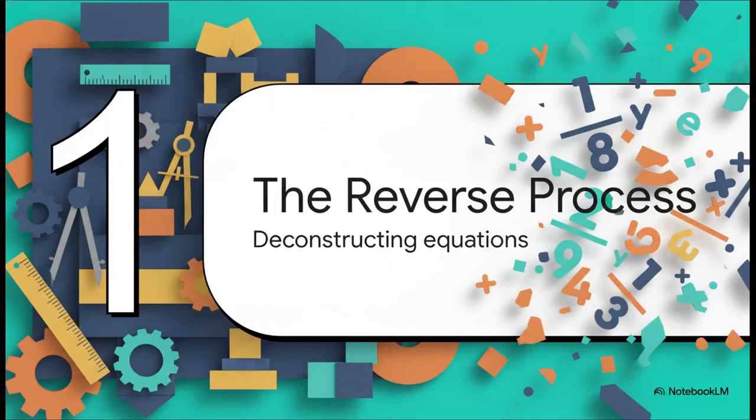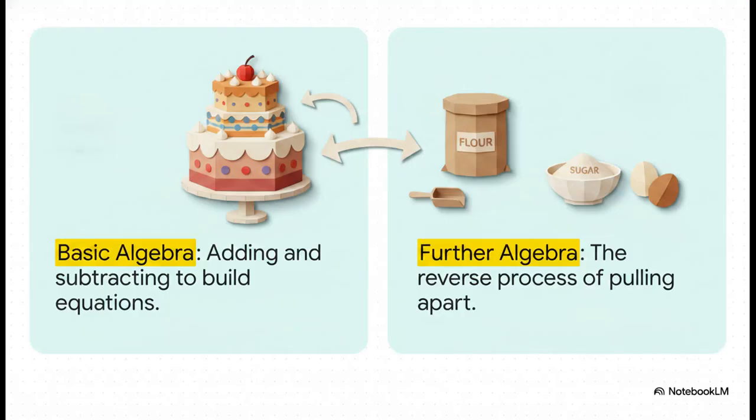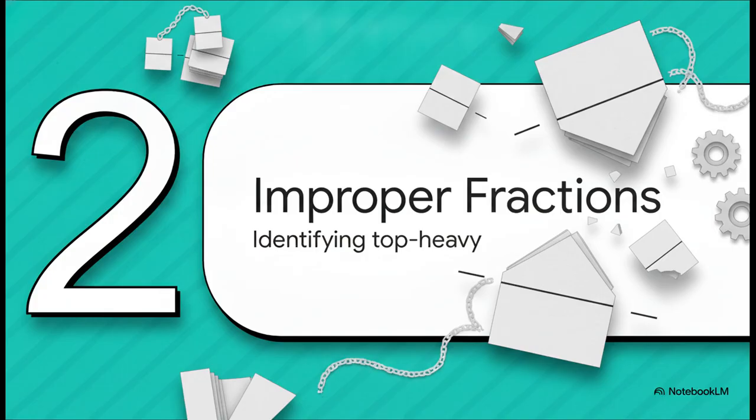Starting with Section 1, the reverse process. Basically, deconstructing equations. We are completely shifting gears here from construction to deconstruction. Back in basic IGCSE or O-level math, you learned how to build equations by adding and subtracting algebraic fractions, right? You take 2 separate fractions, find a common denominator, and kind of smash them together into one big expression. But Chapter 7 introduces this reverse process, taking those complex combined equations and tearing them back down into their original simpler parts. It's literally like looking at a fully baked cake and figuring out exactly how much flour, sugar, and eggs went into it.